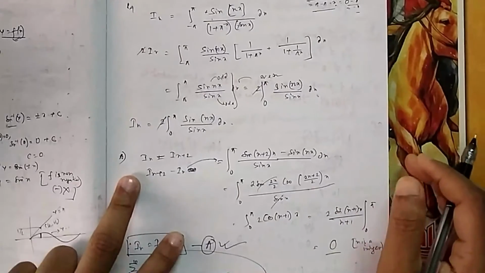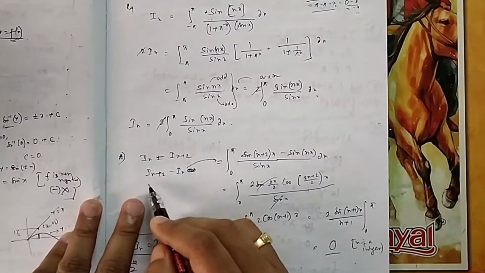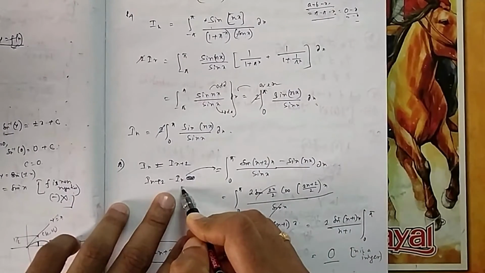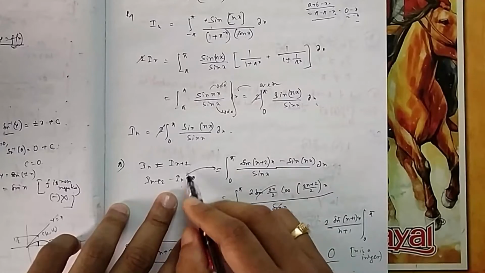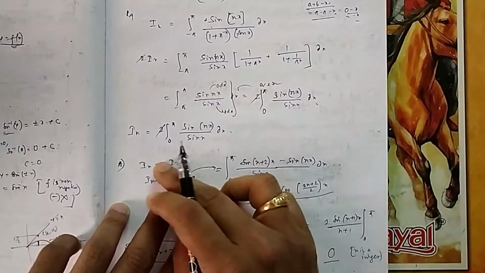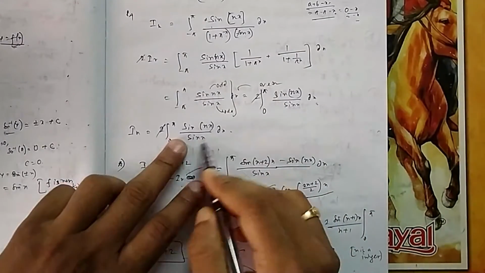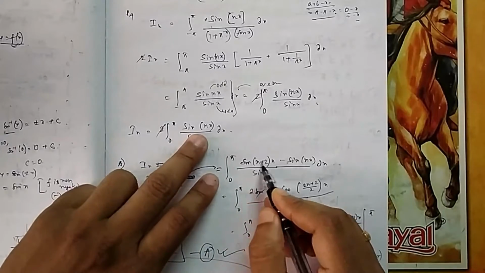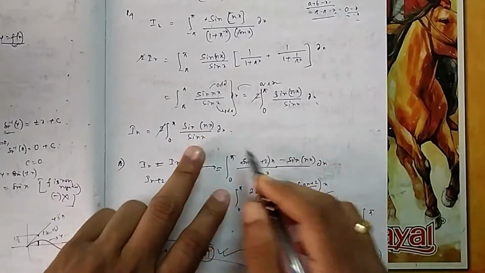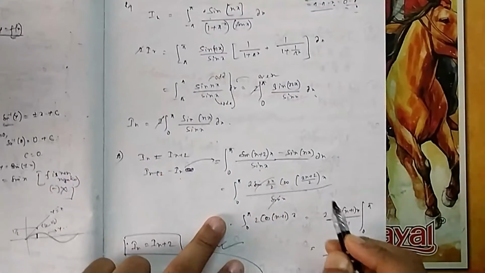Now if you start with option 1, In is equal to In plus 2. So In plus 2 minus In should be equal to 0. That means let us calculate what it is. If it is 0, then I can say In equal to In plus 2. So this is In plus 2, and this is In. If you subtract, the denominator is the same, so it will look like this.